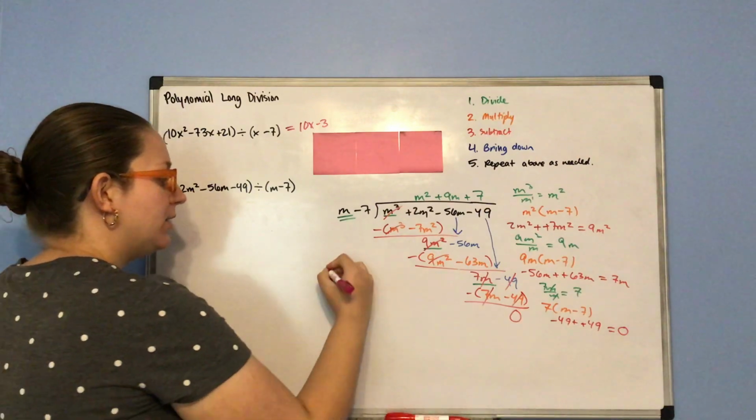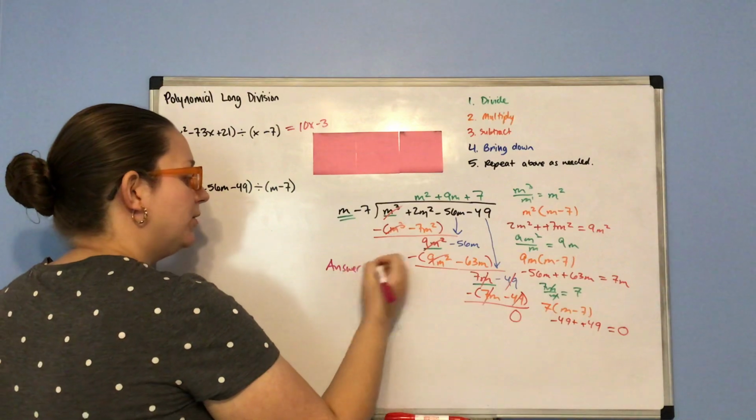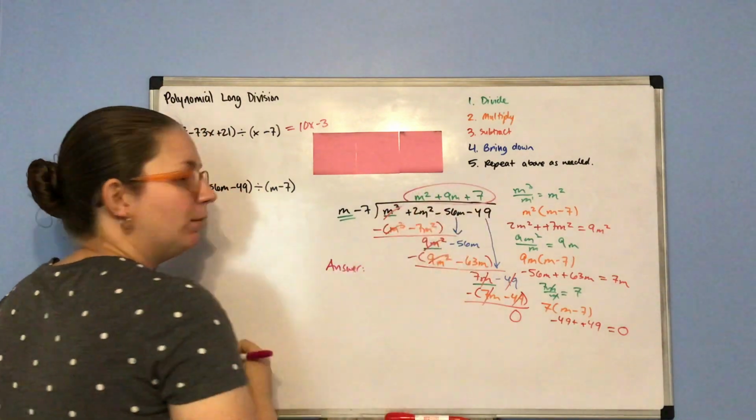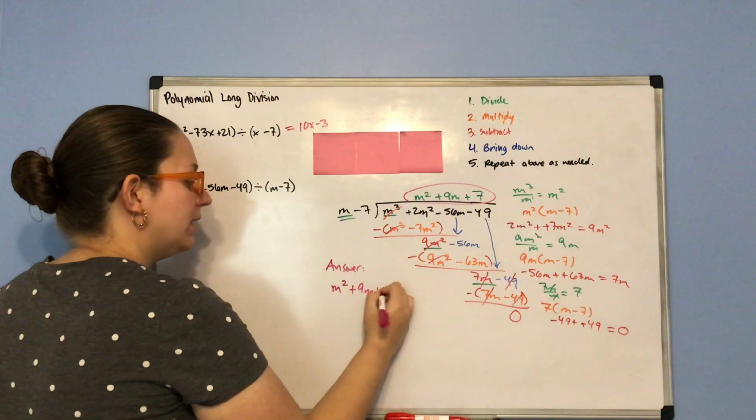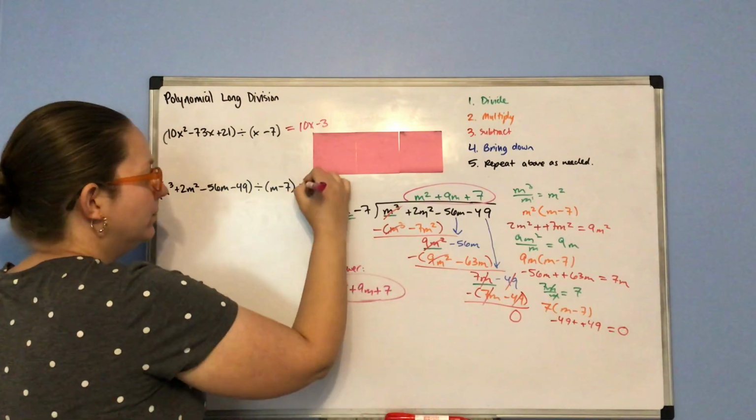So our final answer is all those terms we wrote up top as we were going. You're building your answer as you go. Our final answer is m squared plus 9m plus 7.